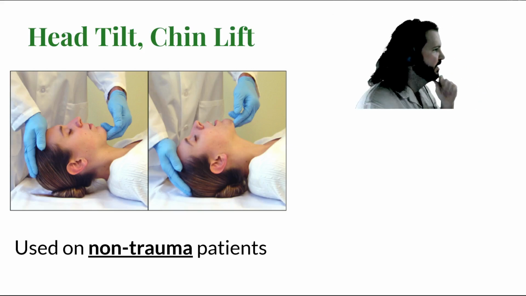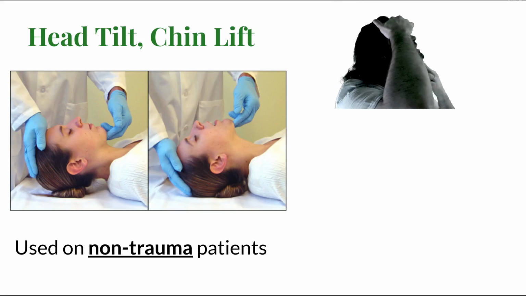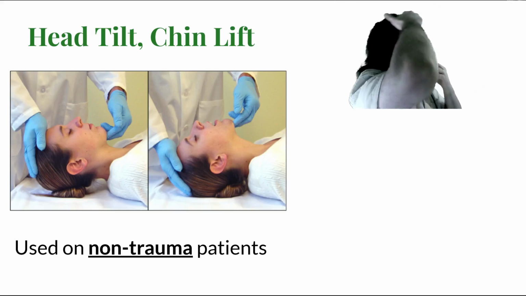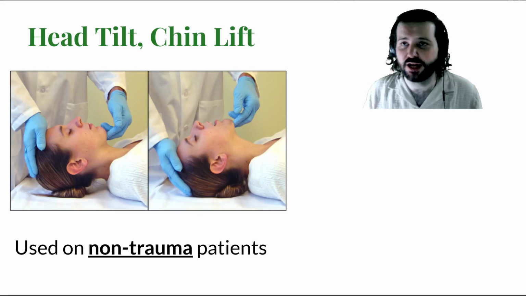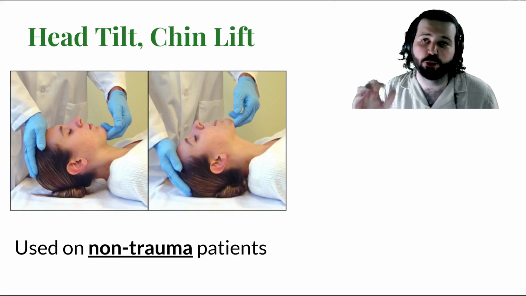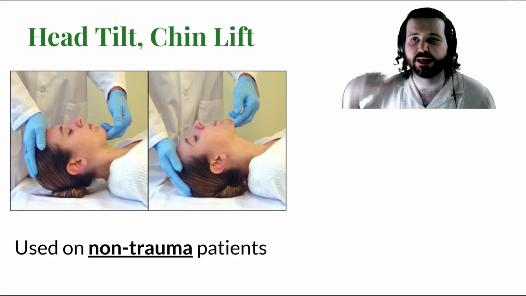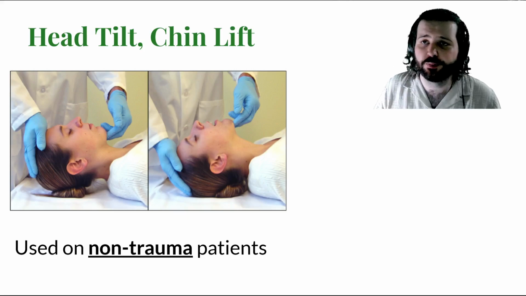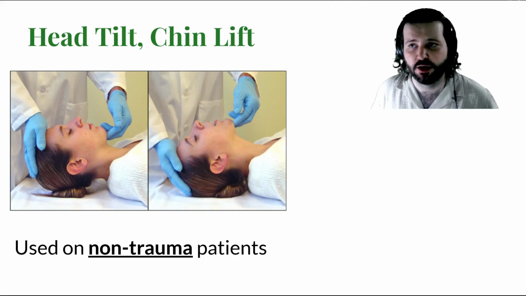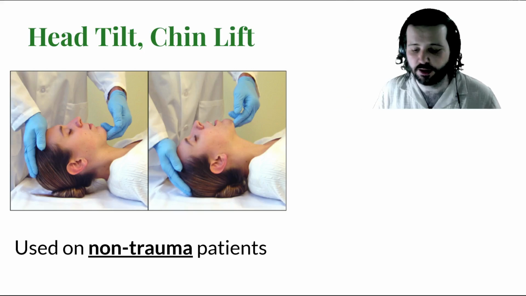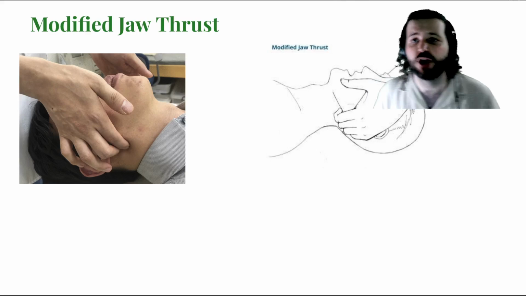If somebody has a C-spine issue, a broken neck, and we do the head tilt chin lift, we are directly messing with that really important part of the spine. It could compress, it could get more damaged. So we can only use it on somebody who isn't suffering from a head, neck, or back injury. If somebody was struck by a car or something like that, we're not going to use the head tilt chin lift for worry of damaging their C-spine. But don't worry, we do have another maneuver called the modified jaw thrust.